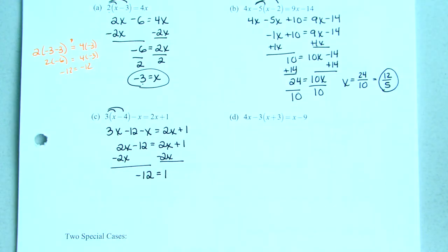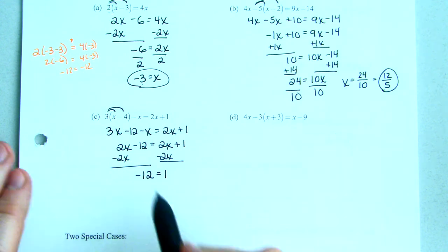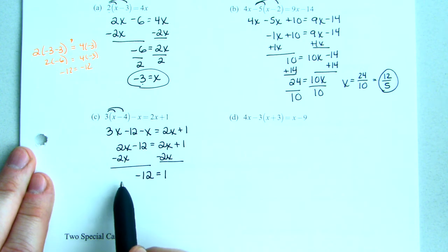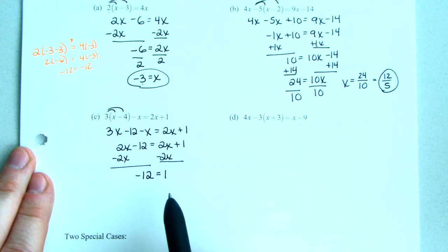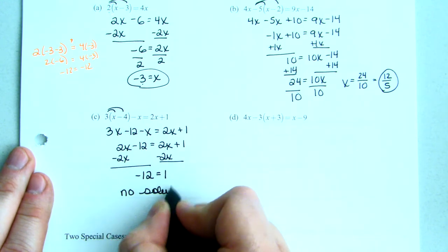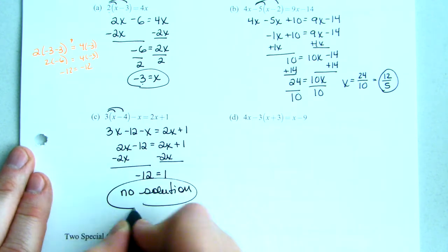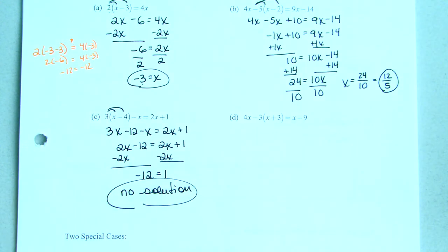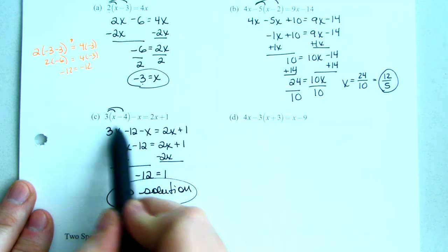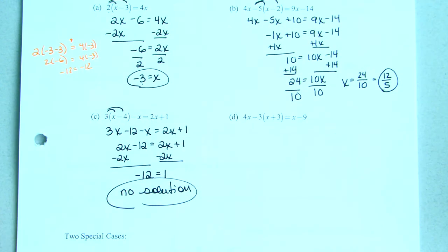Do you remember what that means? If our variables cancel, and we're left with an equation like this, that is a false equation. Does negative 12 equal 1? It does not. That means there is no solution, which means no matter how hard you try, you are never going to be able to find an x value that would make the left side here equal the right side. Go try letter D and see what happens there.